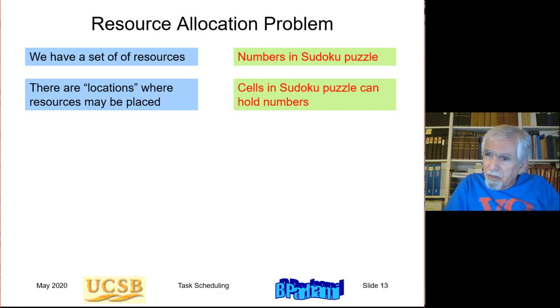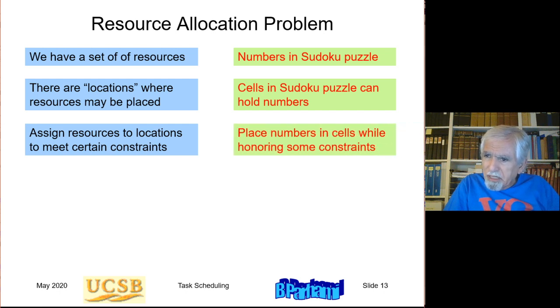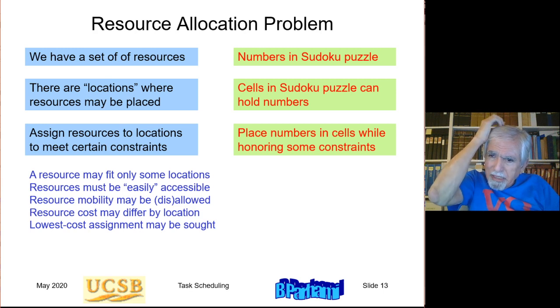Now cells in a Sudoku puzzle can hold numbers. We have to assign resources to locations to meet certain constraints. Place numbers in cells while honoring some constraints. A resource may fit only some locations. Resources must be easily accessible. Resource mobility may or may not be allowed.